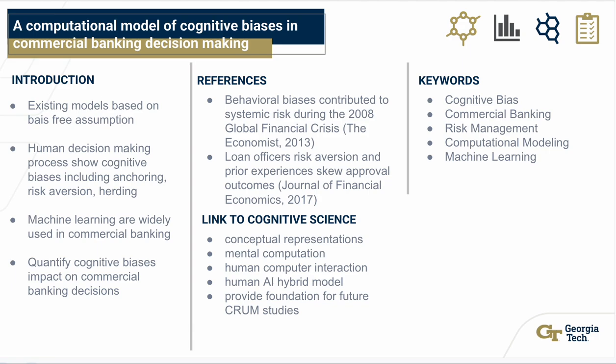And some loan officers show risk aversion and are impacted by previous experience during decision making. There are also some linkages to cognitive science. This paper will turn the mental abstract into more measurable variables, and we also try to quantify the calculation process of mental computation, and also recommend a human-AI hybrid model and human-computer interaction as one of the solutions for the current challenges.